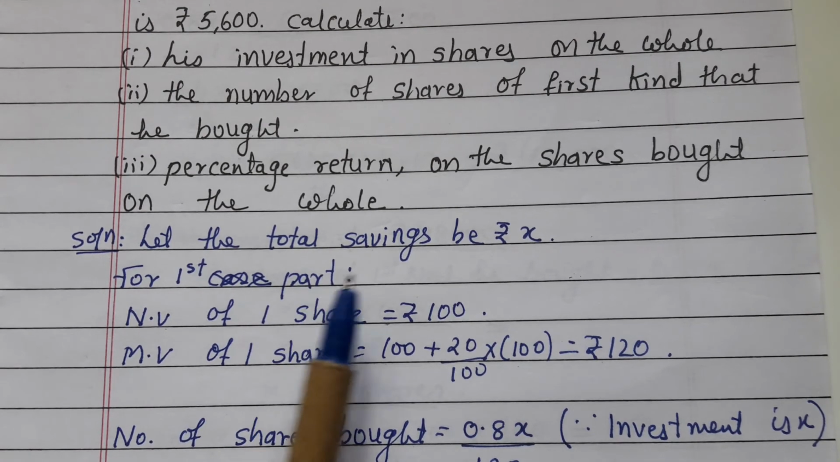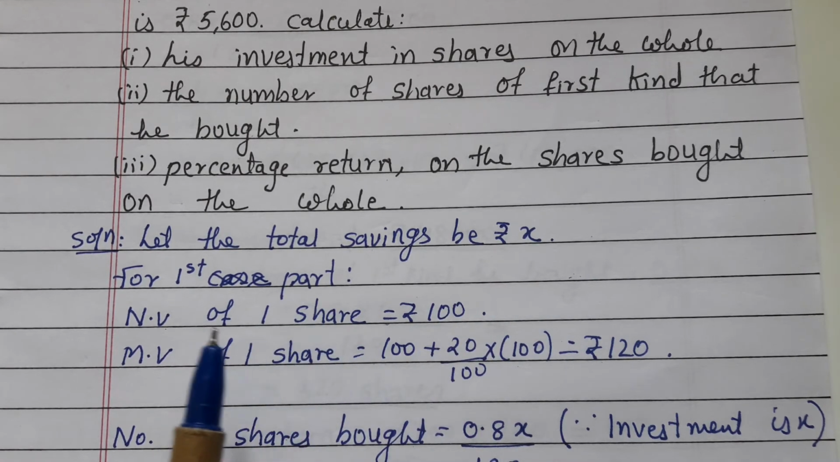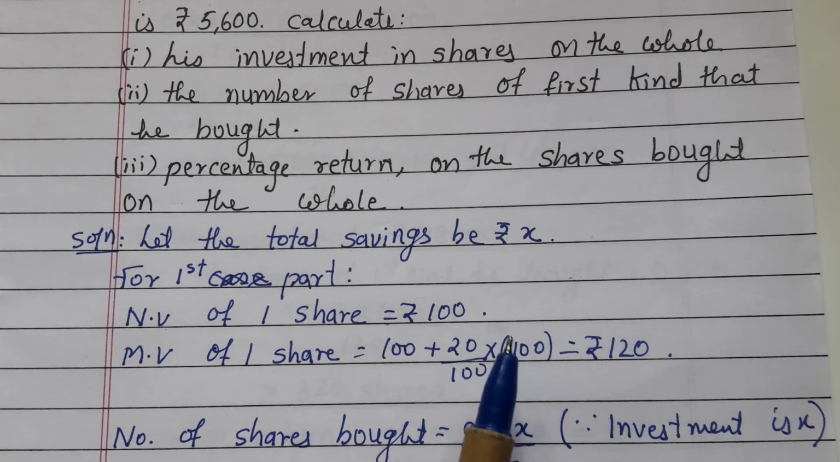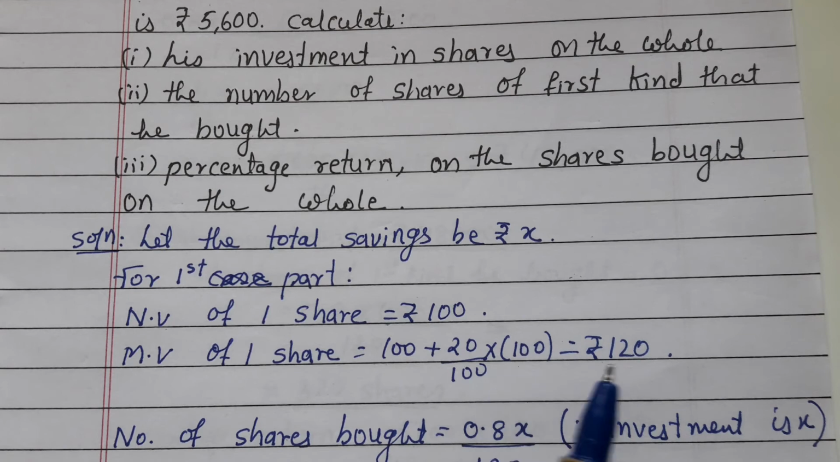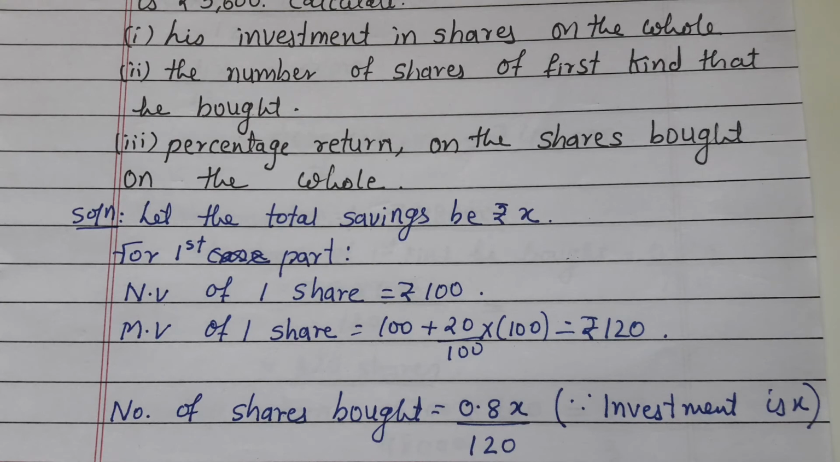Let the total savings be rupees X. For first part, NV of one share 100 rupees, MV at 20% premium, 100 plus 20 upon 100 into 100, that is 20, 100 plus 20, 120. Number of shares bought is equal to 0.8x upon 120, since investment is X and 80% of that investment is invested.